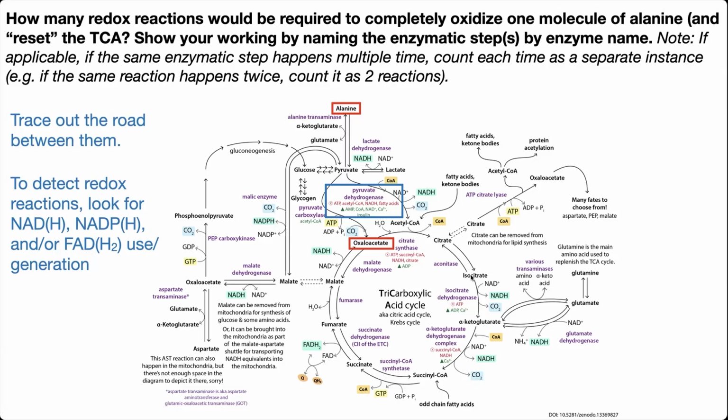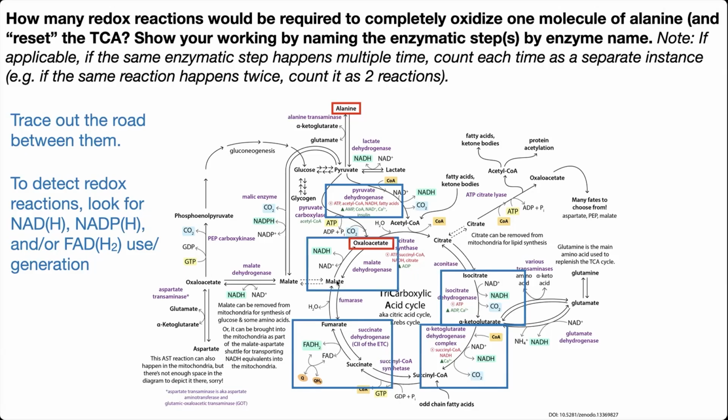We follow this around. We get to isocitrate dehydrogenase. We're generating NADH. We've got a redox reaction. So now we've had 1, 2. We get another redox reaction. We can see we have another NADH generated by alpha-ketoglutarate dehydrogenase step. So that's 1, 2, 3. We have another one. We go around here. We see the succinate dehydrogenase. We're generating FADH2. So that's our 4th. And now we have number 5. When we're going from malate to oxaloacetate, we're generating another NADH. So we have 5 redox reactions in the process of catabolizing the alanine carbons.